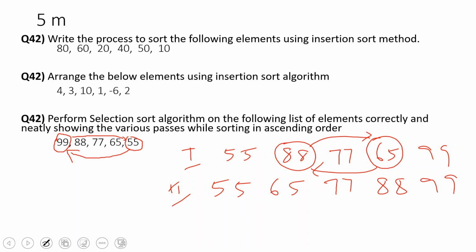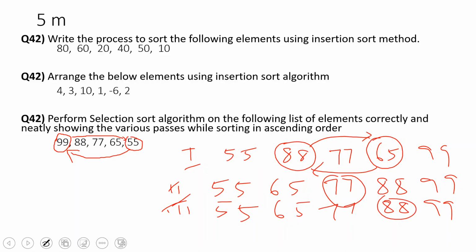Now, in the third pass, which one is the smallest element? The smallest element is 77. Hence, the same, without any interchange. It will retain its position, but you should write it. In the fourth pass, the smallest element is 88, but there is no interchange. It will retain its position. You have to write that. In the fifth pass, 99 is there. That will be at the end only. Like this, you should write.